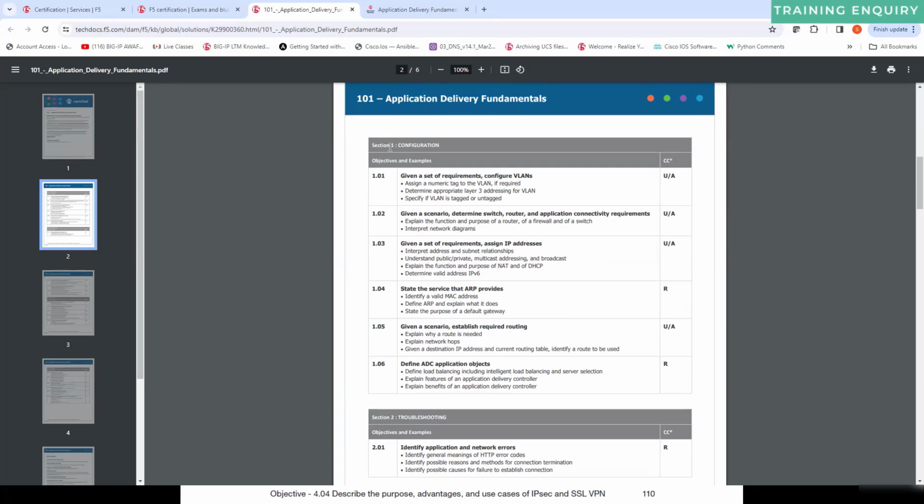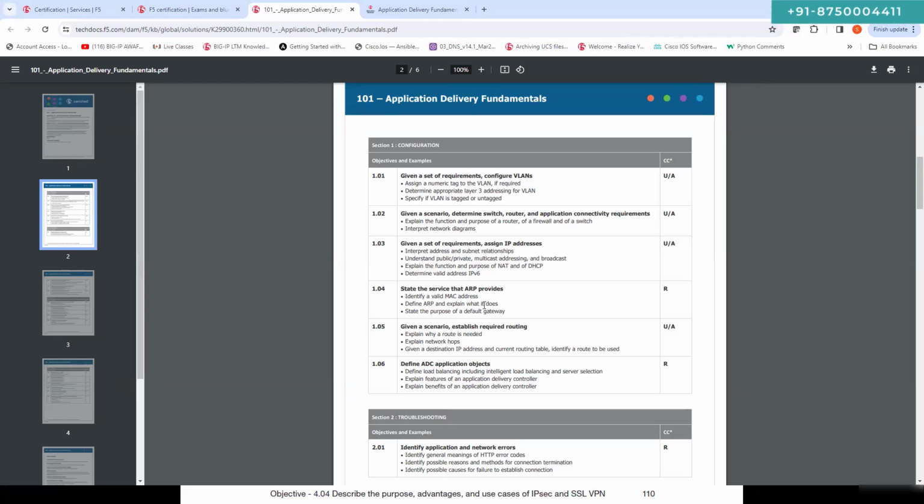Now look at section 1. They're talking about VLANs, the switch and router, and the requirements for application connectivity. So you should know the function of a router, a firewall, and a switch, and you should be able to interpret network diagrams. And then what about IP addresses like private IP, public IP, multicast IP addresses, broadcast addresses, and subnetting? What is NAT, network address translation? What is DHCP? And then obviously you should have some knowledge around IPv6 as well.